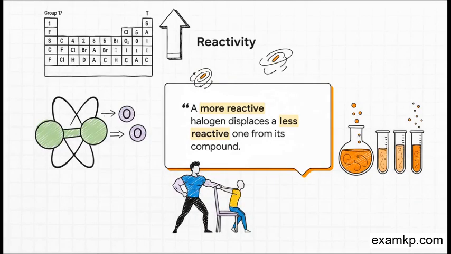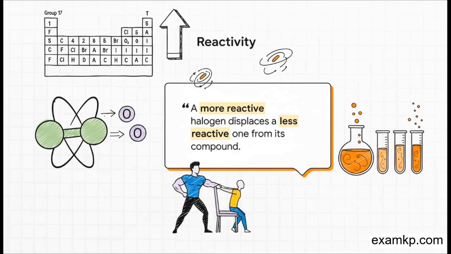Now, that reactivity trend leads us directly to a very, very common exam topic, the halogen displacement reaction. The rule is so simple. A more reactive halogen will displace or kick out a less reactive one from its salt solution. Think of it like a stronger person taking a seat from a weaker person. The more reactive halogen just wants that electron more, so it takes it.